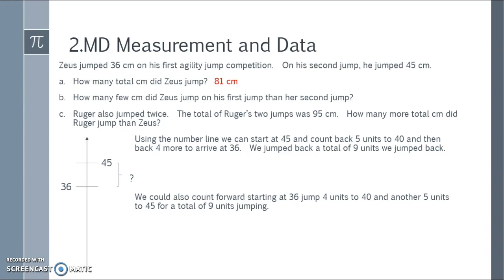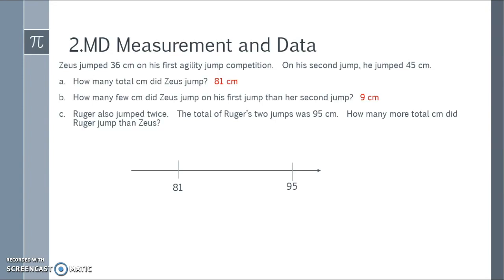Or we could also count forward, starting at 36, jump 4 units to the milestone 40, and another 5 units to get to 45, for a total of 9 units that we jumped. So we can see that even though we're subtracting, there are two different ways that we can arrive at the same answer. It doesn't matter which way we did it, we still arrived at 9 centimeters.